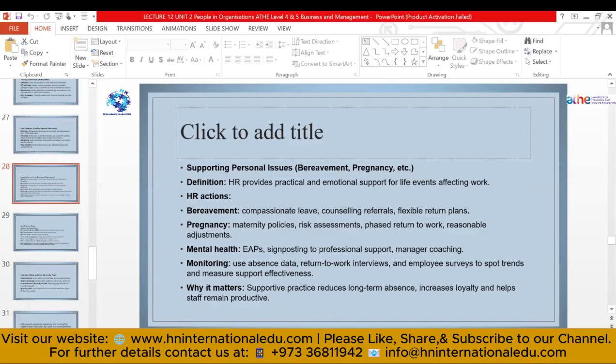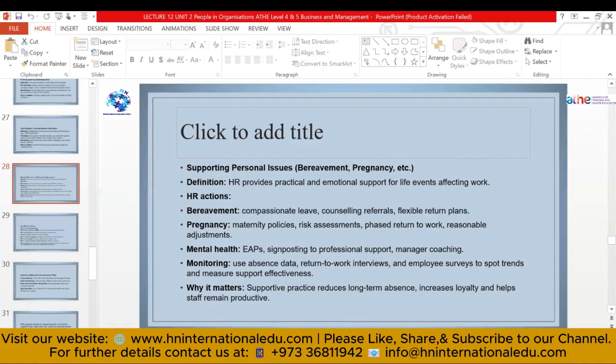Bereavement: compassionate leave, counseling, referrals, flexible return plans, like if you're taking it for a wedding or surgery. Then pregnancy and paternity policies: risk assessment, phased return to work, reasonable adjustments. For schools, colleges and universities, it is encouraged a lot. But in the corporate sector, it is something like a taboo.